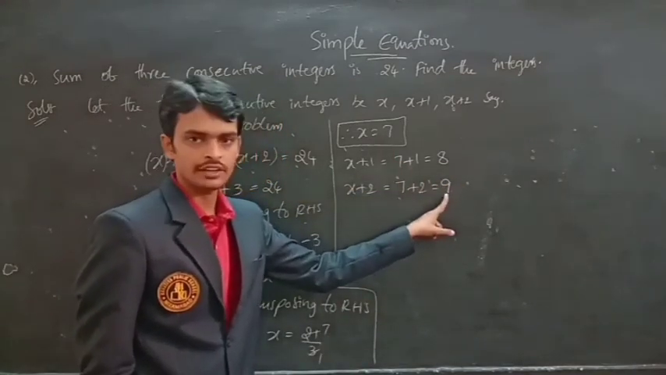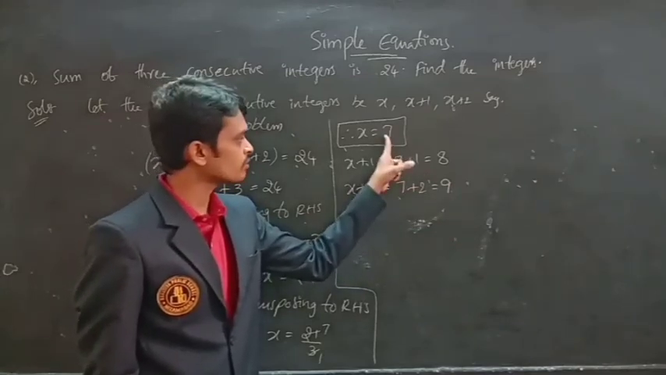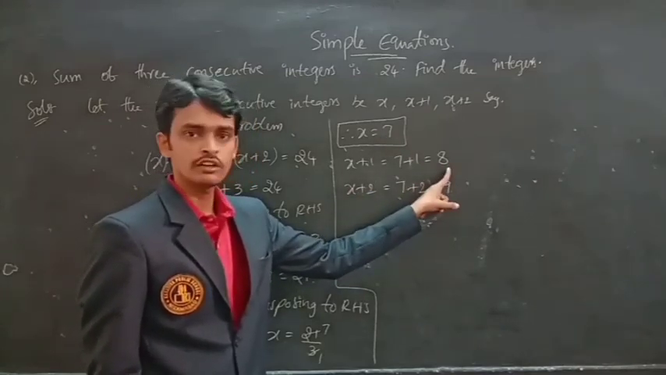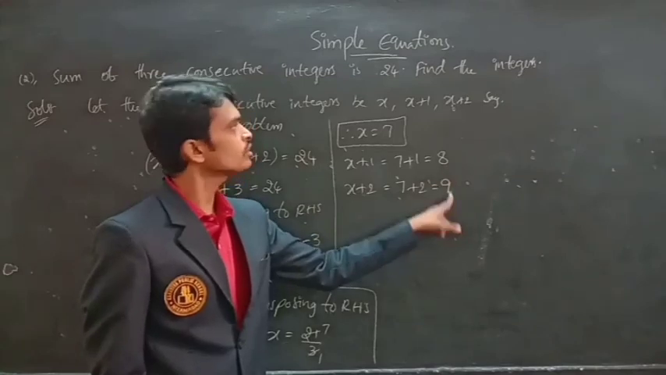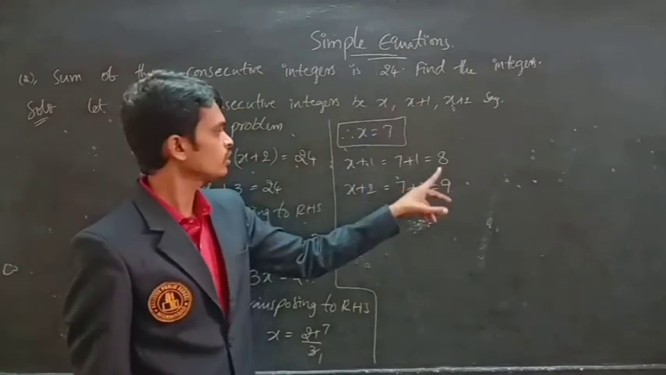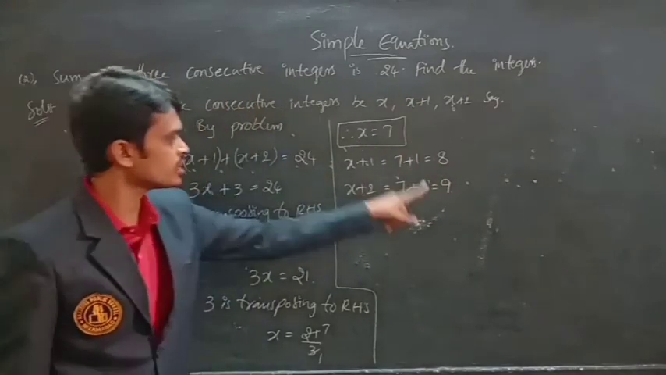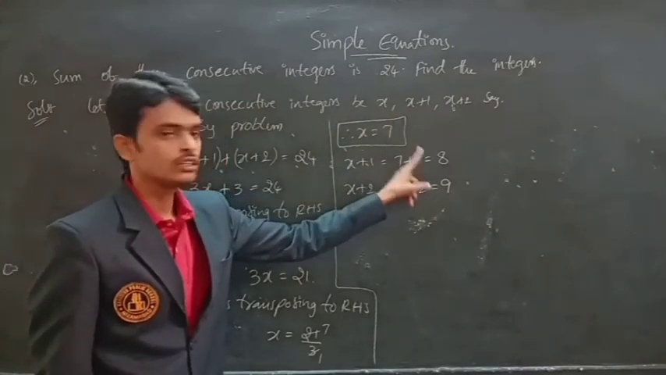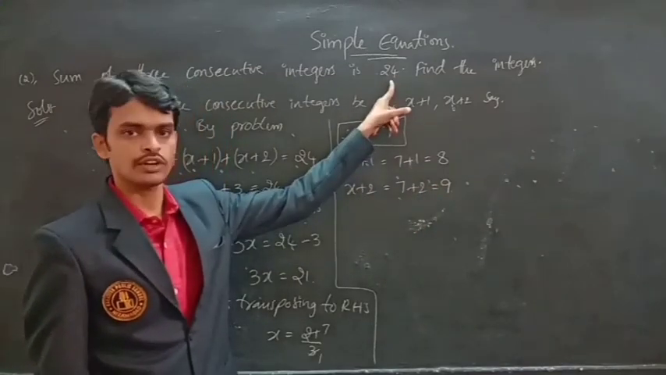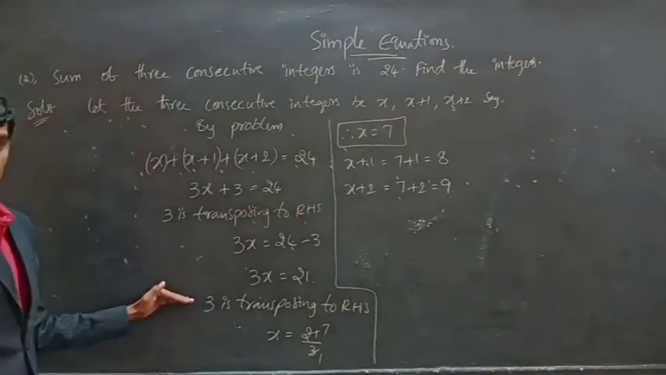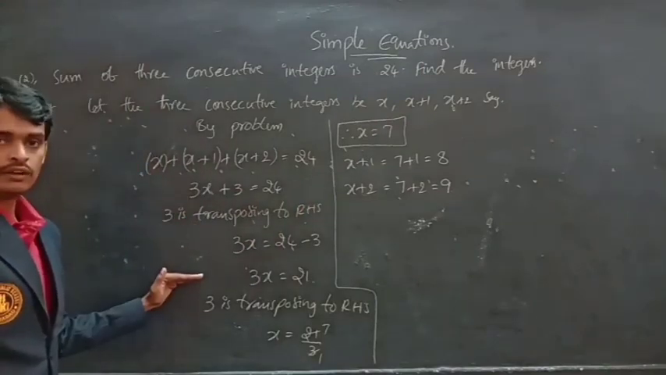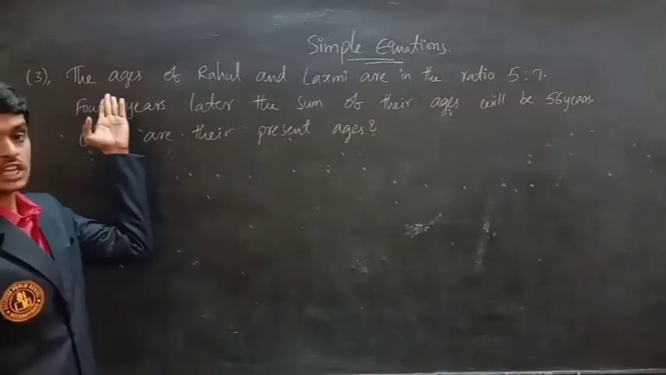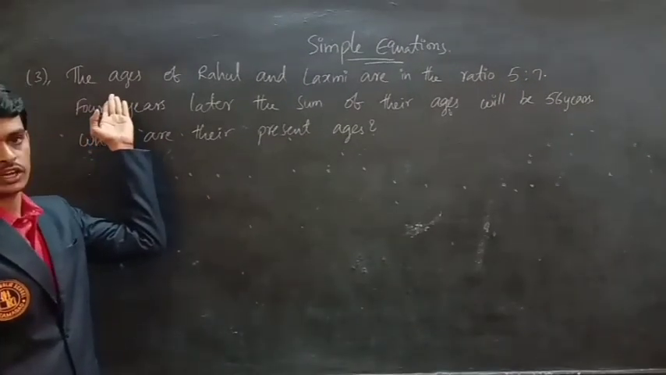7, 8, 9. Yes. So the sum of these three is how much? 7 plus 8, 15. 15 plus 9 is how much? 24. So these are 3 consecutive integers. The sum is how much? 7, 8, 9 is how much? 24. This type of problem will come for 4 marks. Now this type of problem will come for 8 marks.